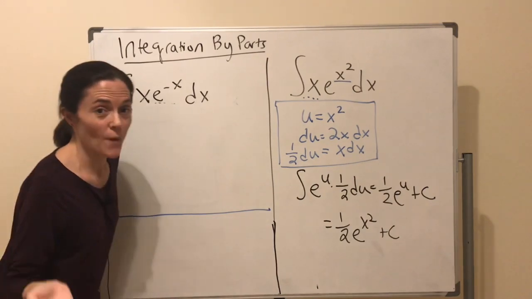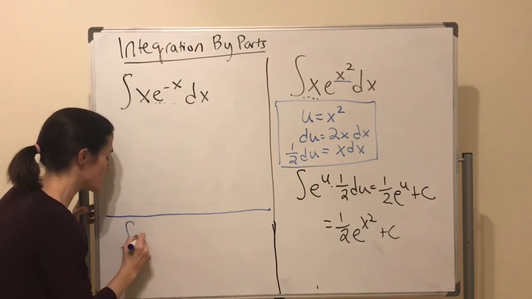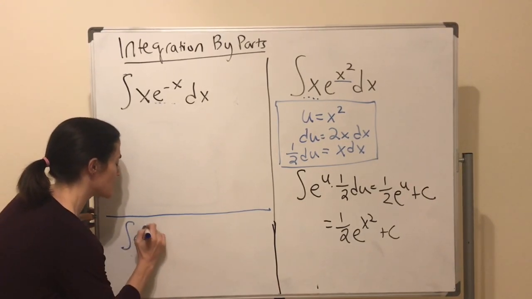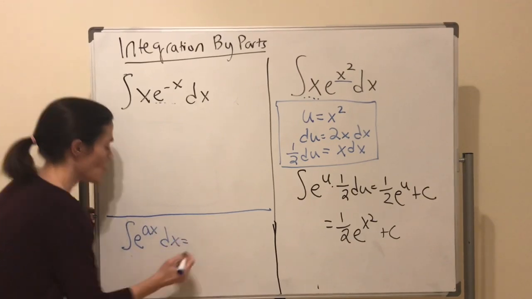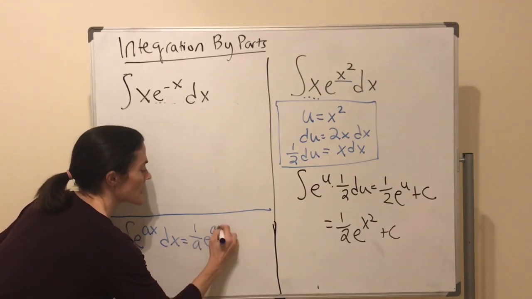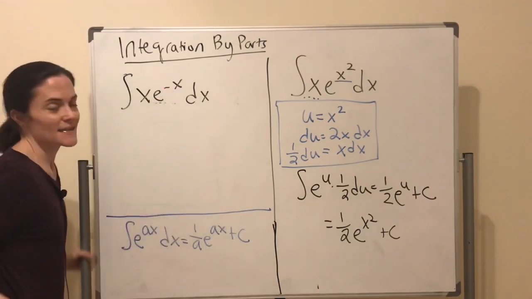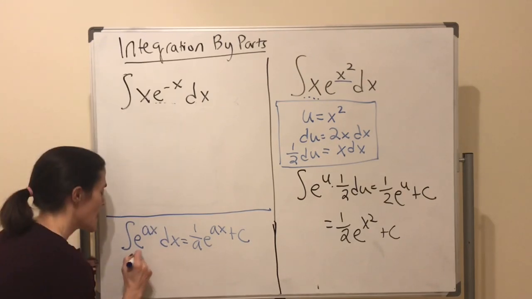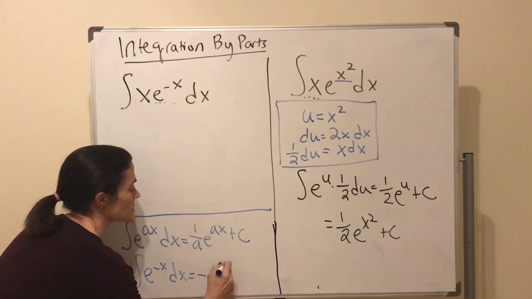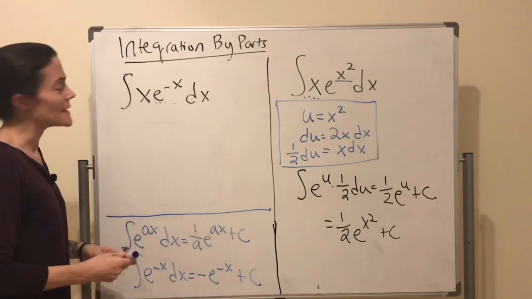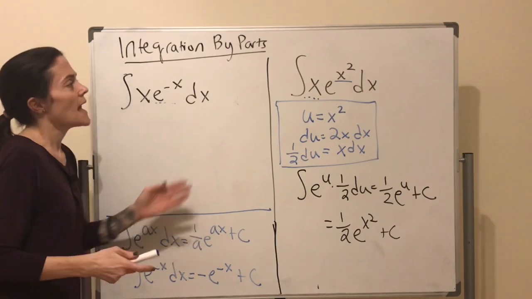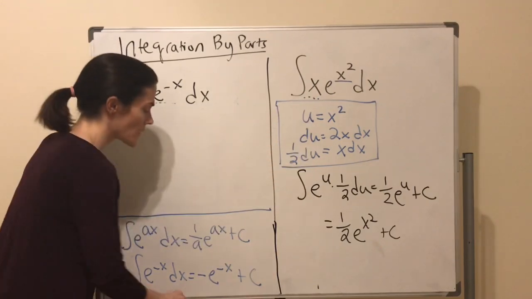Well, just this part. For example, if there was no x times it, this we could do based on our discussion last time. Maybe I'll write what we said at the very end of that video. We talked about things like this, where a is a number, and this was 1 over a e to the ax plus c. In this case, a is -1, and so we can integrate just e to the minus x dx. It's negative e to the minus x, like this. Okay, that's fine. But with an x times that, we don't know what to do yet. And it's not a substitution, okay?